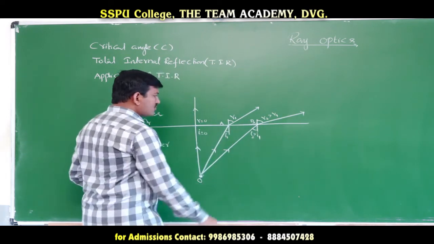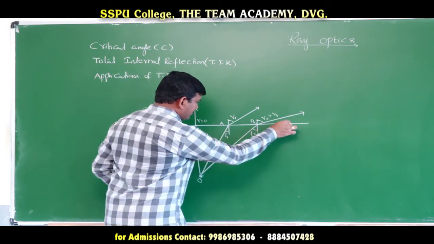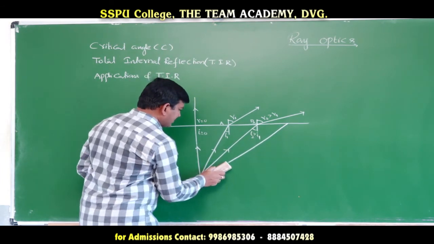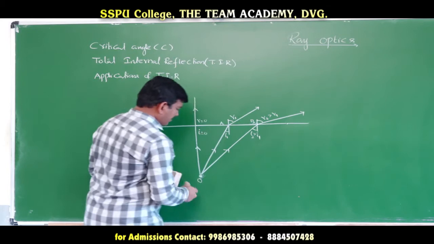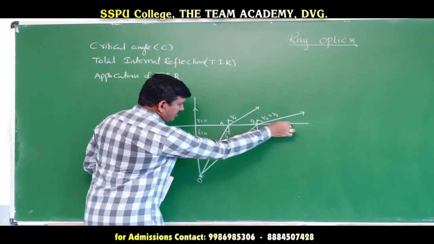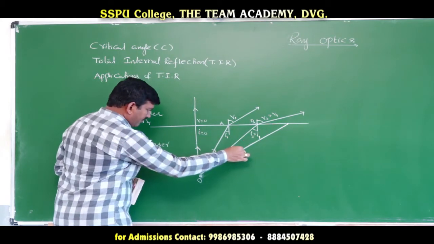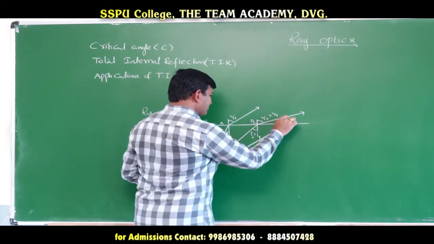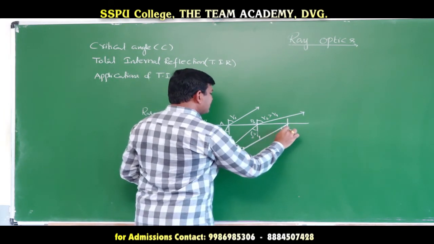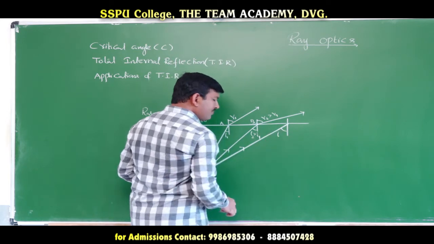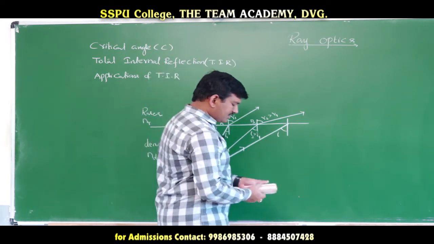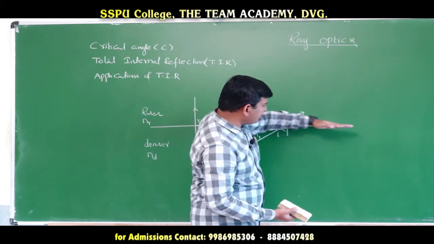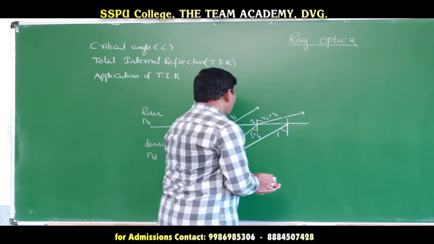Now, I will choose one more light ray which is incident here, originated from the point O and moving towards the interface. But in this case, I will consider this angle as I. For this angle of incidence, we are choosing that the refracted ray is grazing the interface. That means it is going like this.